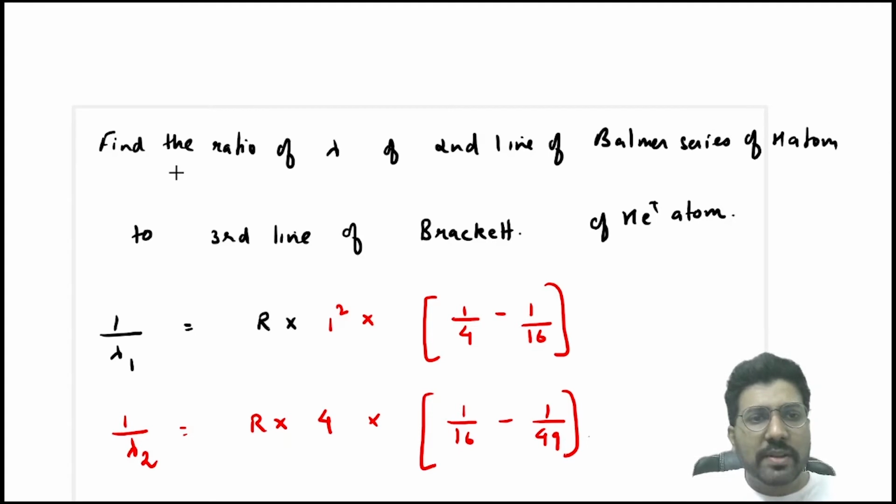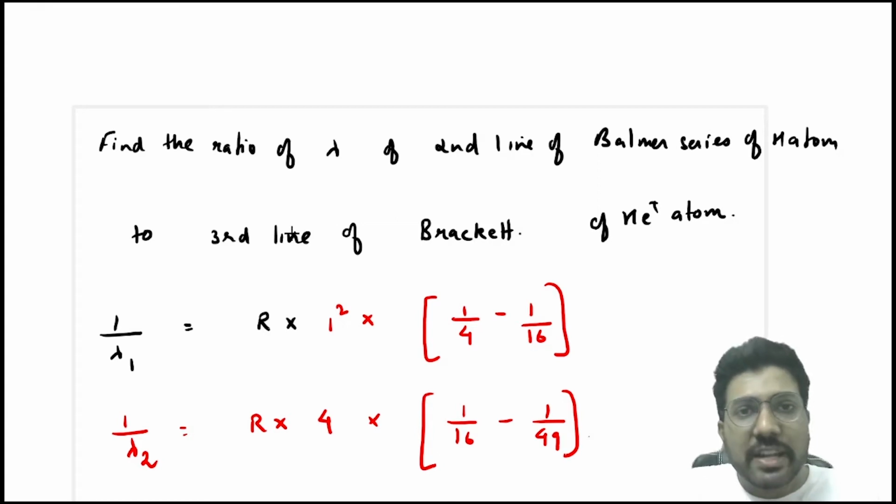Let us do one question. Find the ratio of wavelength of second line of Balmer series of hydrogen atom to the third line of Brackett series of He+ atom. Here they have asked you the ratio, which means you have to use the Rydberg equation. You cannot use the formulas or the values that you have remembered.